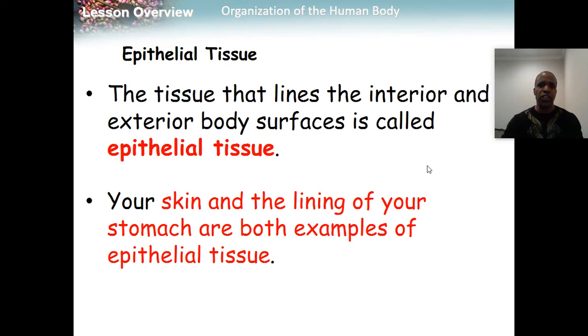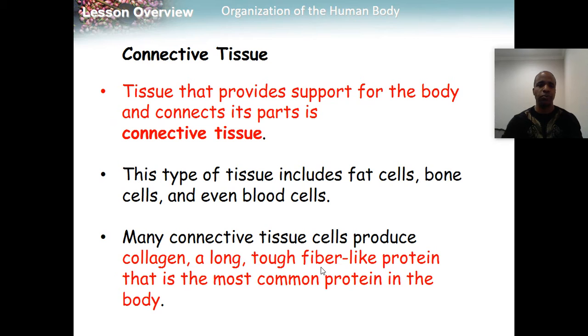Epithelial tissue. The tissue that lines the interior and the exterior of your body's surfaces is called epithelial tissue. Your skin and the lining of your stomach are both examples of epithelial tissue.